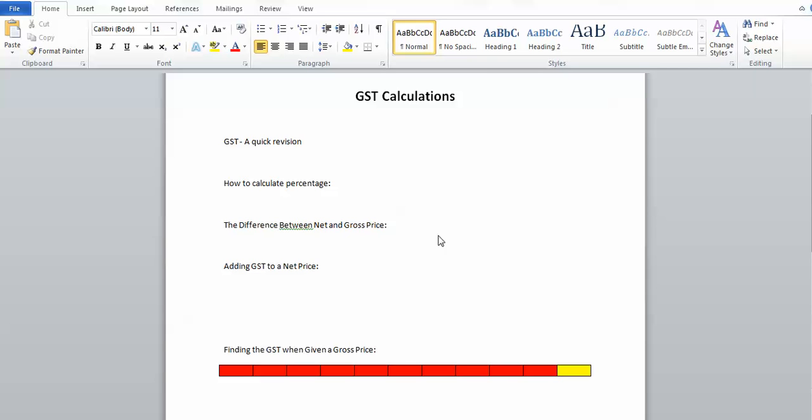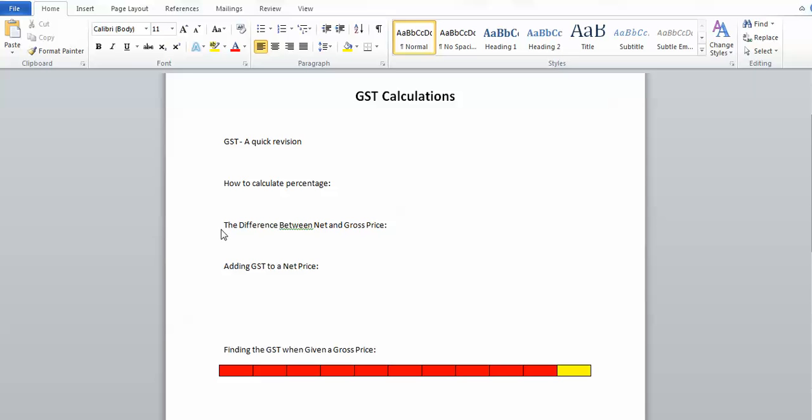This presentation looks at what we have to know to do GST calculations in this accounting unit. I want to go through a number of things here. We're going to start with a quick revision of what the GST is. It's a 10% tax that we have to pay in Australia on almost all goods and services we have to buy. We're going to look at how to calculate percentages because this is the basic calculation that we have to do. The GST is charged at a rate of 10%, so we're going to have to calculate a percentage to be able to work out how much that GST is.